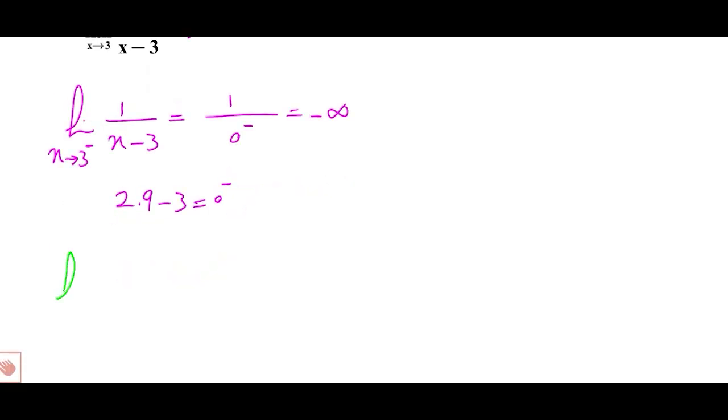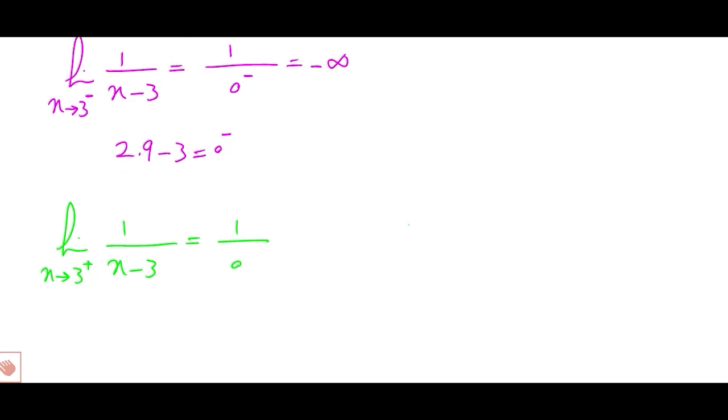And the limit of 1 over x minus 3 as x approaches 3 from the right is equal, when we plug in 3 for x, we have 1 over 0, and 3 from the right, for example, is equal 3.1 minus 3. So 3.1 minus 3 is equal 0.1, means 0 from the right, and we have positive infinity.